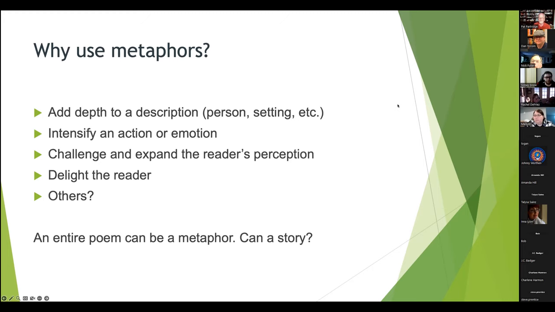Good. Okay, now you'll notice at the bottom, I said an entire poem can be a metaphor. So we have some real poets on this call, Charlene and Talissa. Can you think of a poem that you've written or one that you particularly like where the whole poem is essentially a metaphor?